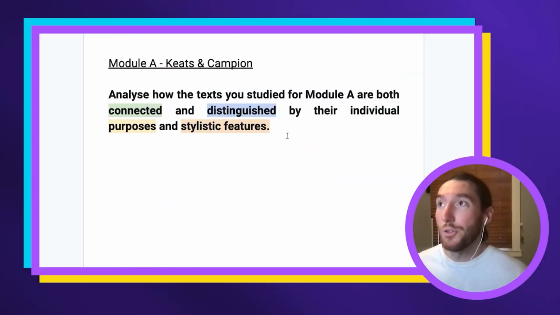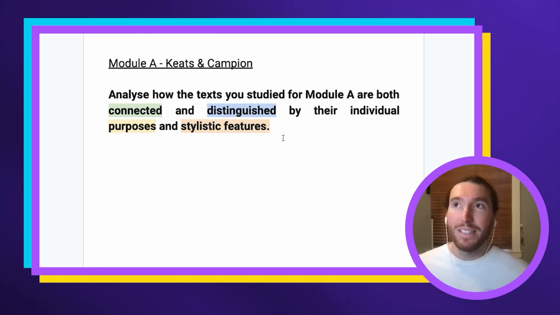Analyze how the texts you studied for Module A are both connected and distinguished by their individual purposes and stylistic features. Okay, so the keywords in this question are pretty obvious. Connected, we're looking for connections between the two texts, in this case, Keats and Campion. And that is Keats's poetry and Campion's film Bright Star. And we're also looking at how they're distinguished.